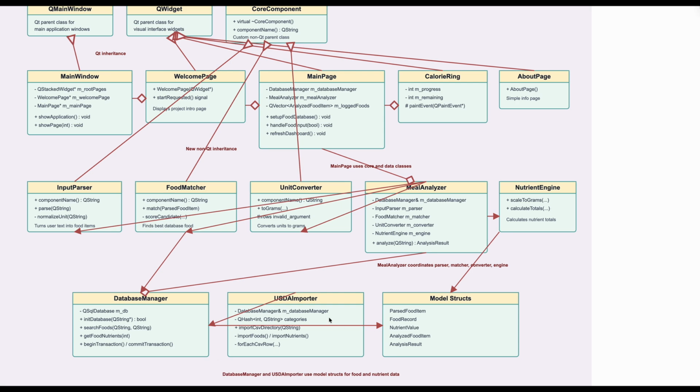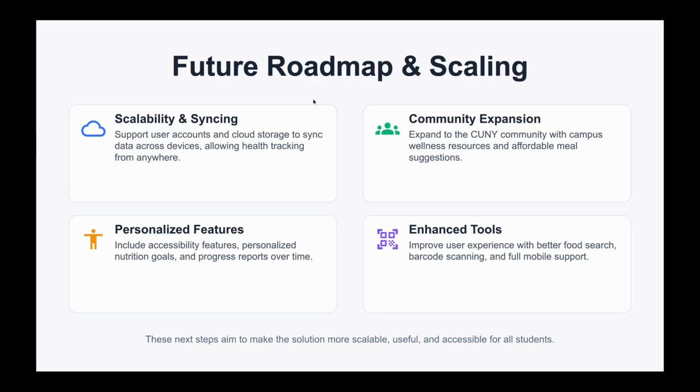The bottom part shows the database and model side. DatabaseManager handles the SQLite database, and USDAImporter imports USDA nutrition data. The model structures like ParsedFoodItem, FoodRecord, NutrientValue, AnalyzedFoodItem, and AnalyzeResult store the information that moves through the program. In the future, I would like to add user accounts, saved meal history, barcode scanning, mobile support, and CUNY wellness resources.